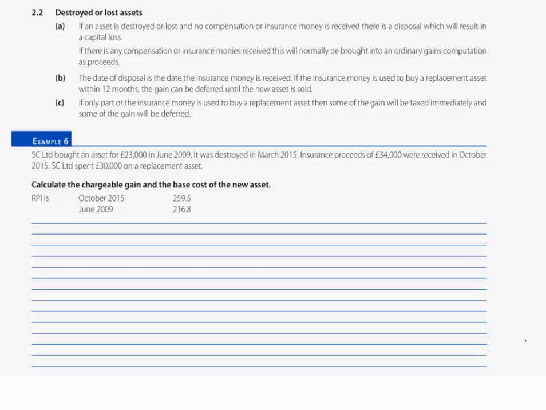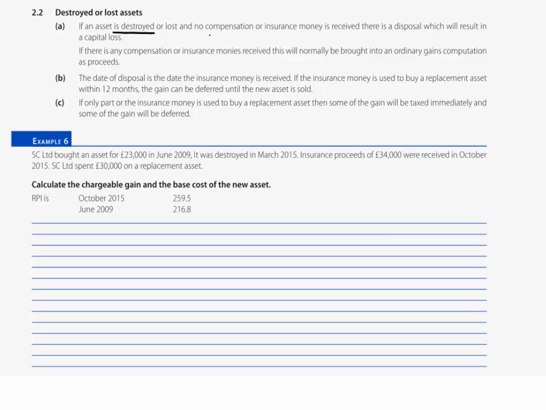Okay, last of the areas now to deal with: what happens if instead of damaging the asset, it is destroyed or simply lost? Now again, that destruction of the asset, loss of the asset, does represent a chargeable disposal. If the asset is a chargeable asset, the company of course is a chargeable person here, and therefore gain or loss needs to be computed. So how would we deal with that?